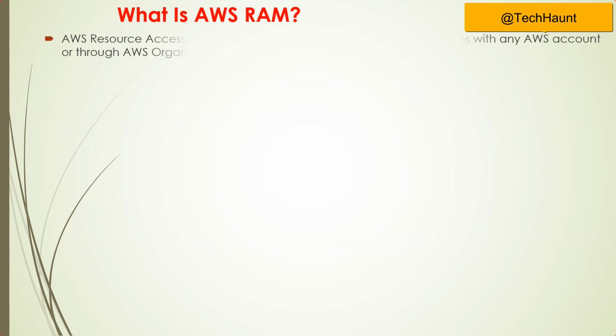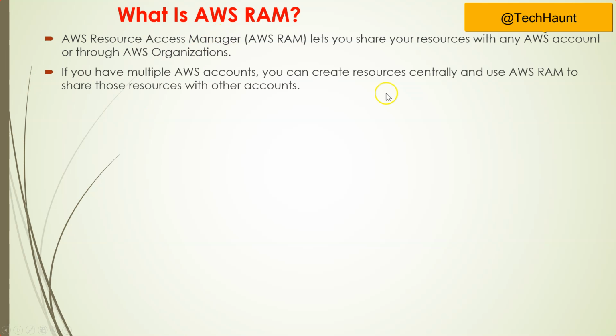So let's take a look at AWS RAM, the Resource Access Manager. AWS Resource Access Manager lets you share your resources with any AWS account or through AWS Organizations. So let's say you have multiple AWS accounts, you can create resources centrally and use AWS RAM to share those resources with other AWS accounts.